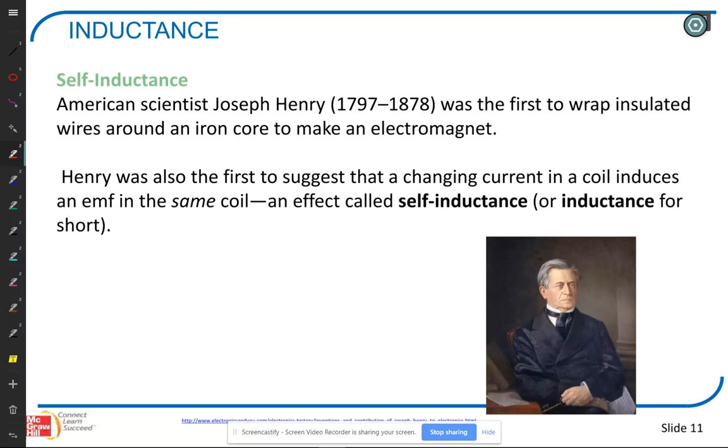Okay, self-inductance. We're going to have to stop here at the self-inductance. An American scientist, there aren't that many American scientists that we study in a physics class because most of the stuff that we're looking at is pretty old. But Joseph Henry is the first one to wrap insulated wires around a core, which is basically what I have here, insulated wires wrapped around a core, and to work with that and look at the self-inductance. So we will, in lab tomorrow, actually, I believe, look at some self-inductance ideas. And the units are Henrys, named after Joseph Henry.